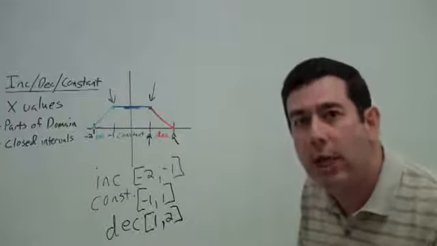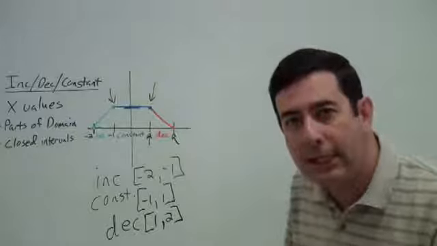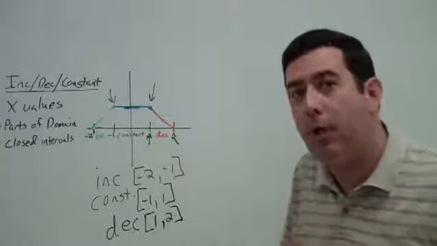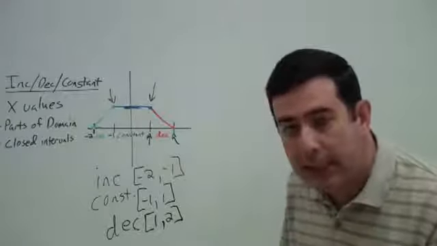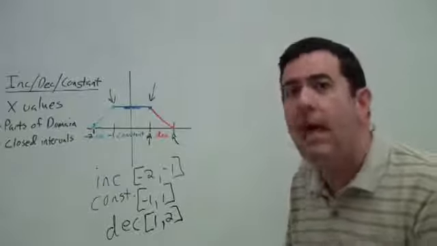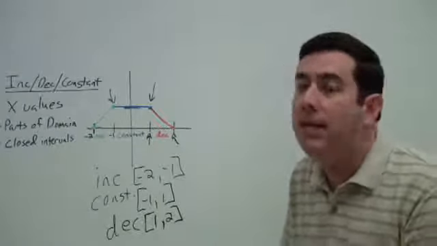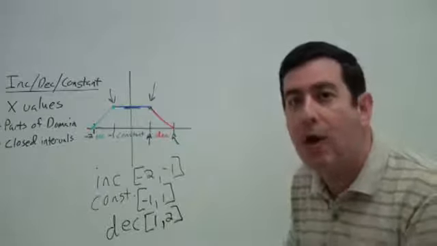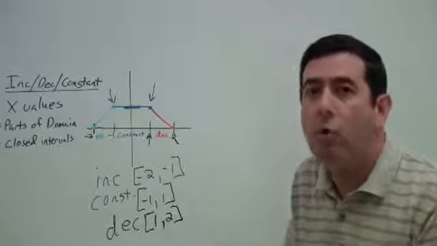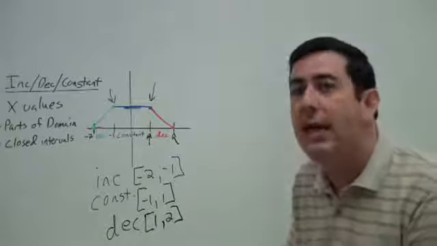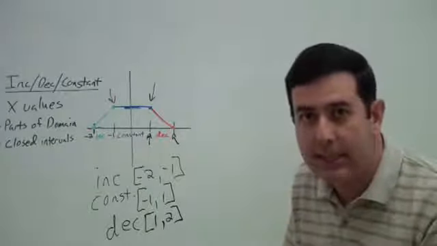You're asking yourselves, between which x's do I go uphill? Between which x's do I go downhill? And between which x's do we go straight across? These things add up to the entire domain, and remember, we use closed intervals anywhere that an infinity is not involved.